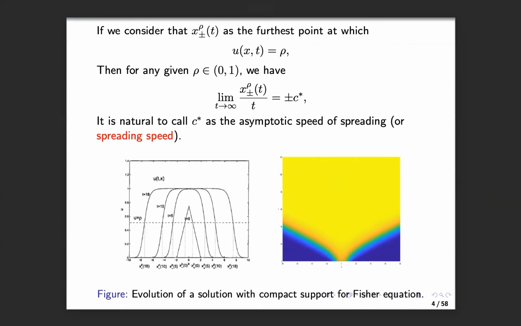Another way to characterize the spreading speed is to pick a small constant rho, and look at the furthest point of the level set u equal to rho. Then the spreading speed c* can be equivalently given by this relation. If you divide the position of this level set by t, then the limit approaches c*.